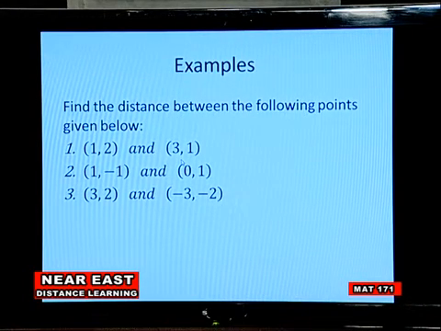So these are some examples. Find the distance between the following points given below. We have 3 examples, and in each example we are given 2 points, and all is asked of us is to find the distance between these 2 points. So let's see how we solve these simple example solutions.